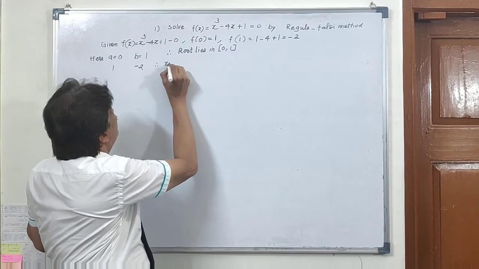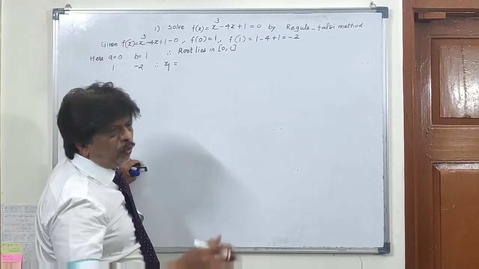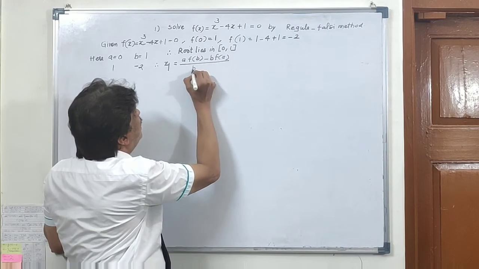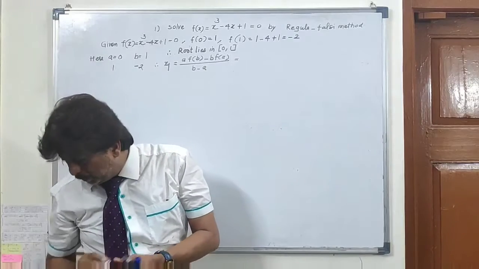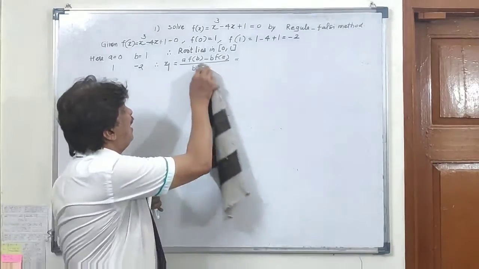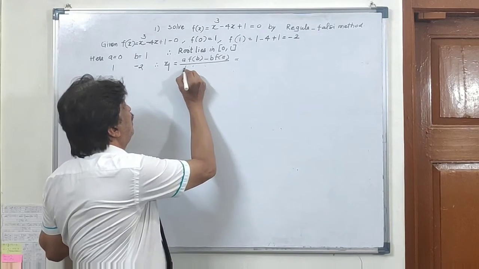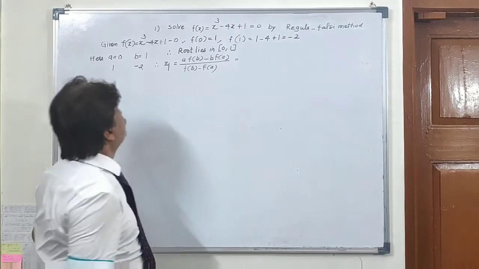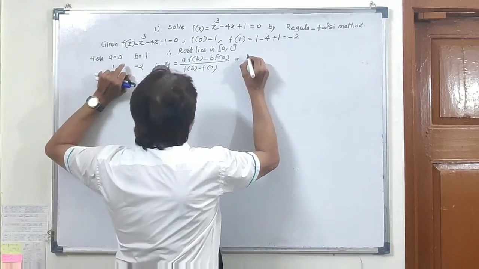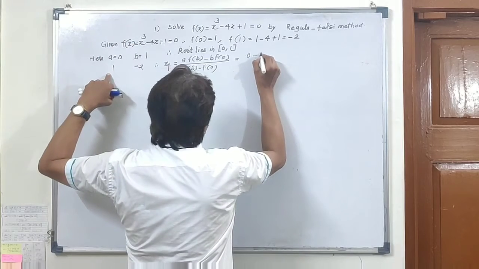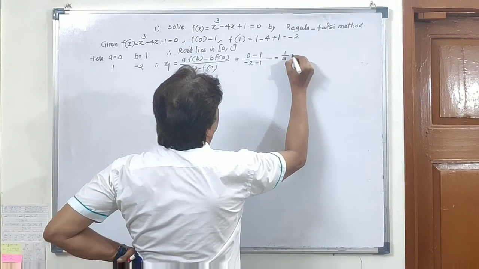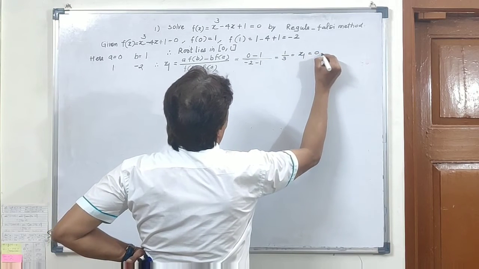Therefore, what is x1? The formula for x1 is a into f of b minus b into f of a, divided by f of b minus f of a. This is a, this value is b, this is f of a and this is f of b. So a into f of b, a is 0, 0 into minus 2, it is 0, minus b into f of a, 1, upon f of b minus f of a, minus 2, minus 2. So it is 1 by 3. So x1 is equal to 0.333.